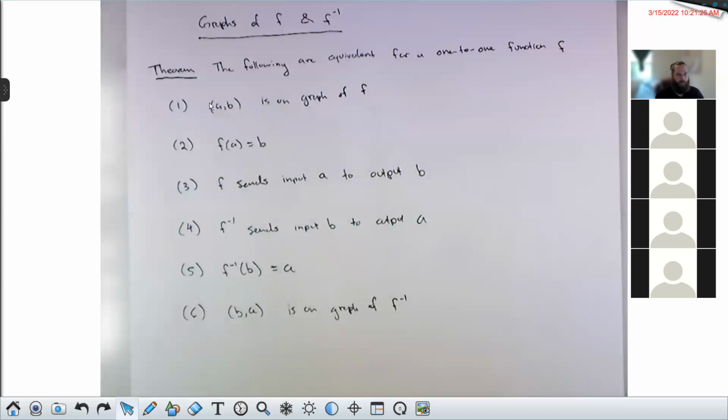Take item 1 and item 6. If the point (a, b) is on the graph of f, this tells us that the point (b, a) is on the graph of f inverse. In other words, to get the graph of the inverse function from the graph of the original function, you flip over the points. You exchange the x's and the y's. You reflect over the line y equals x.